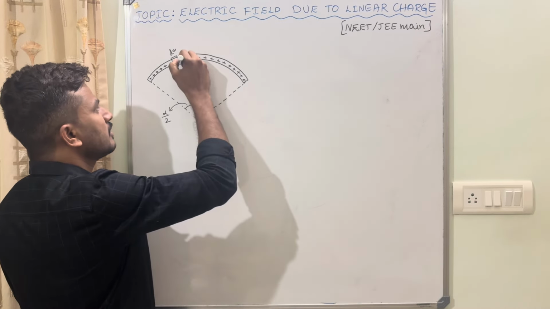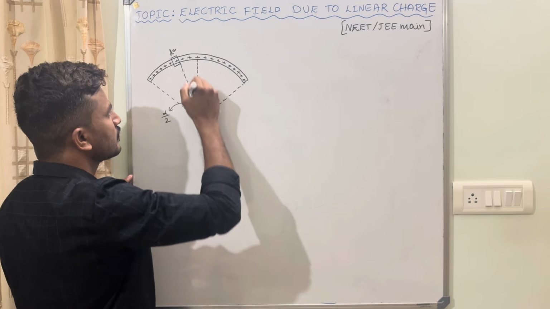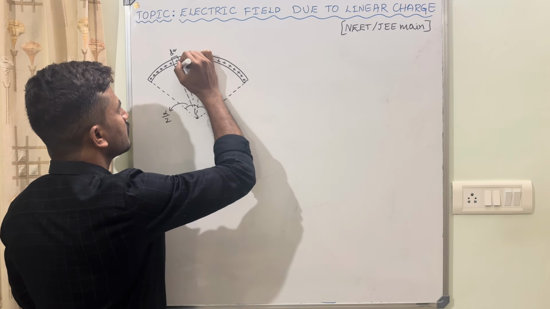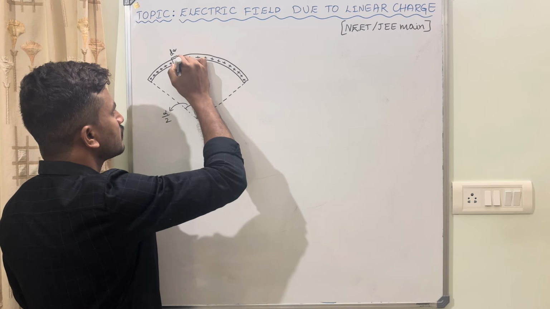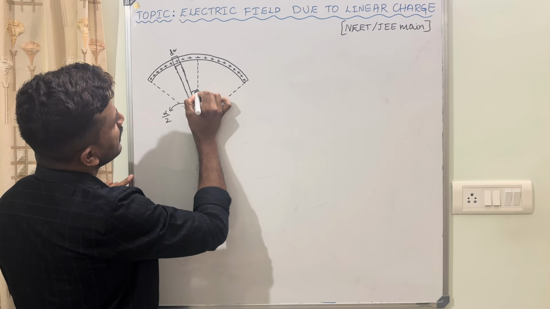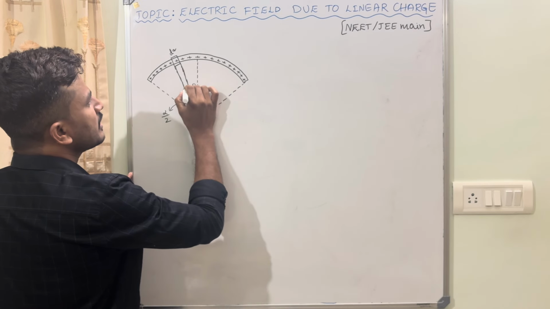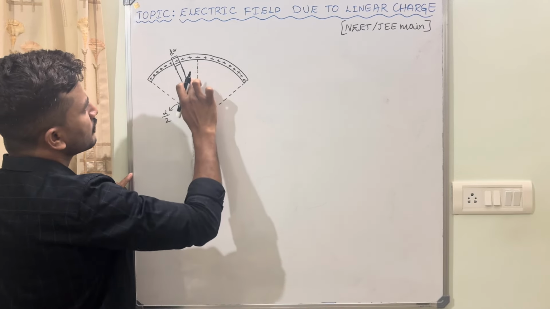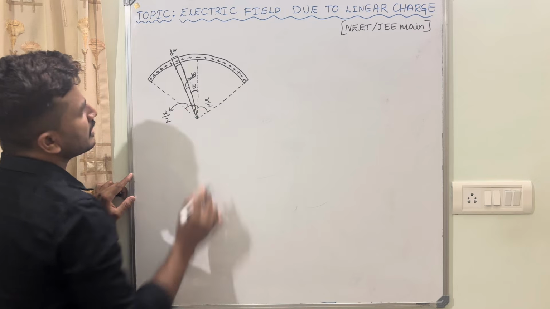So I will consider a line in this direction, and I will consider one more line in this direction. This is the line making an angle theta with this divider. Okay, and this will be d theta. Let's consider this is d theta. I will write it here. Hope it is visible to all of you. This is theta, this is d theta.